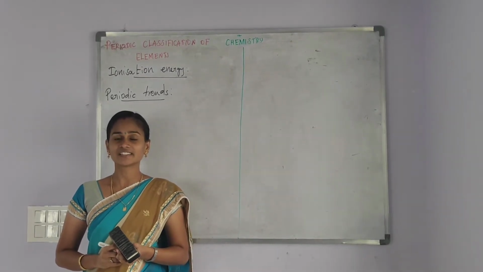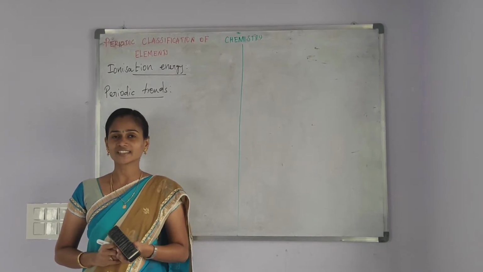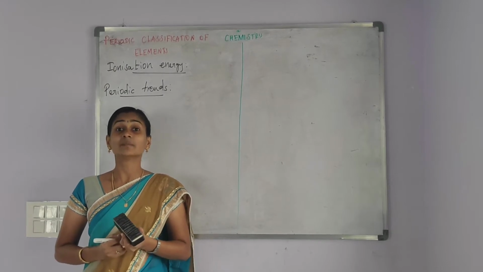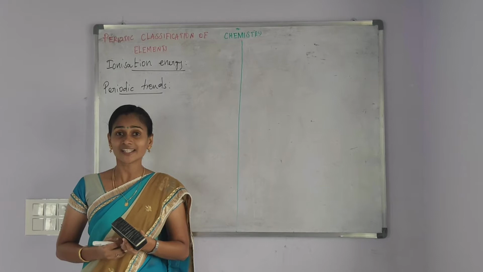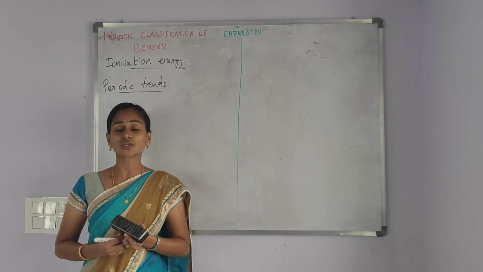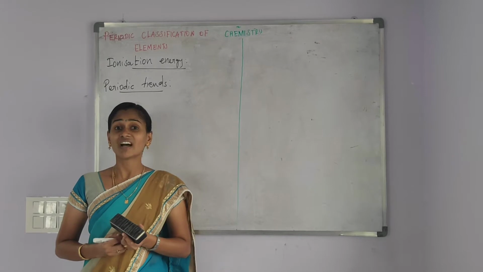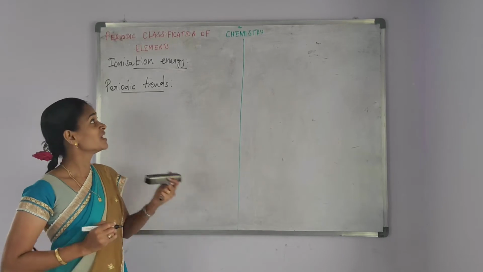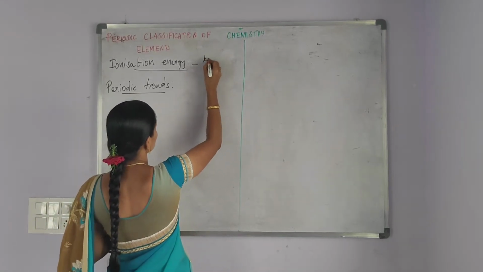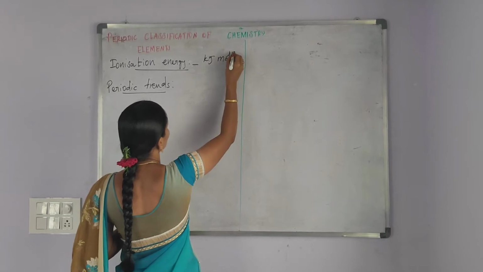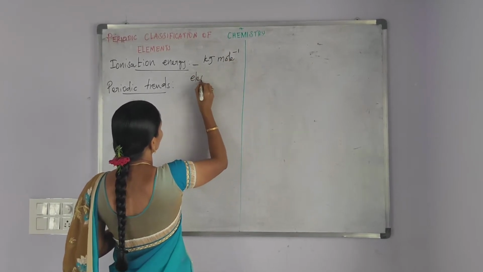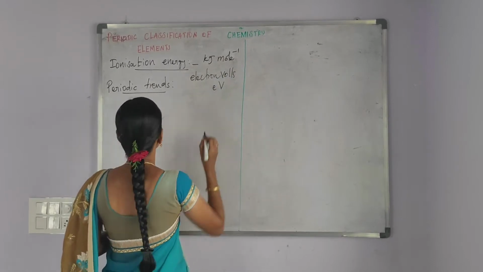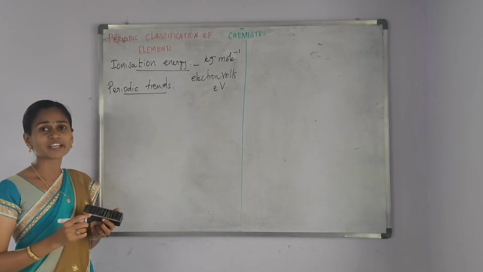In this session we will discuss the topic periodic trends in ionization energy. Ionization energy is defined as the minimum amount of energy needed for the removal of the most loosely bound electron in the valence shell of an isolated neutral gaseous atom in its ground state. Ionization energy is expressed in kilojoule per mole or electron volts, that is eV. Now our topic is periodic trends.